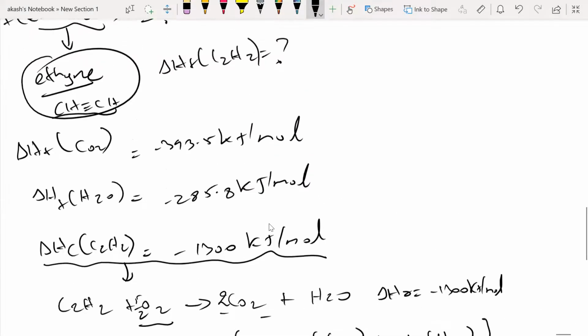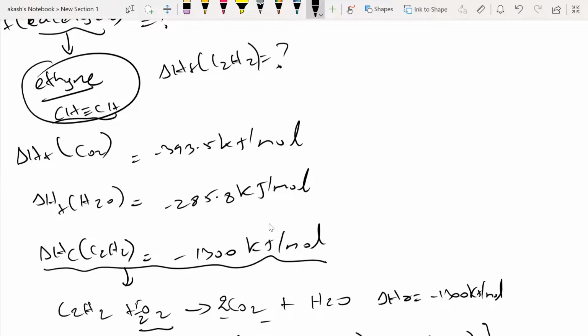Right. So now look at this. Let us write the reaction for this. We have to form C2H2, and we understand that we need to form it from the corresponding elements in their standard states. So we need to have carbon, carbon in the form of graphite, plus hydrogen, which is going to give you C2H2.